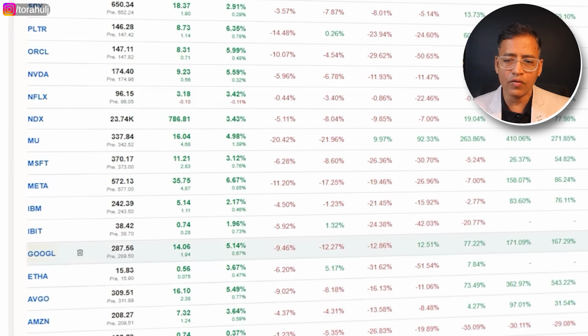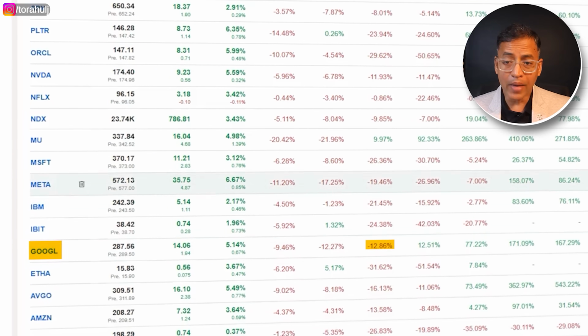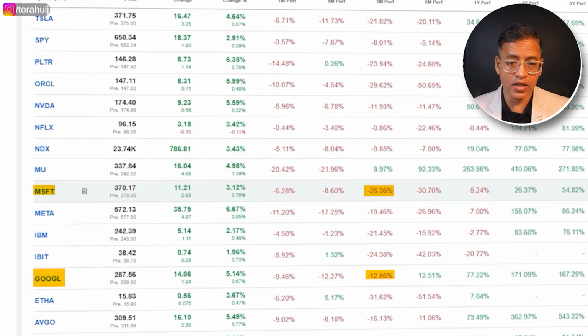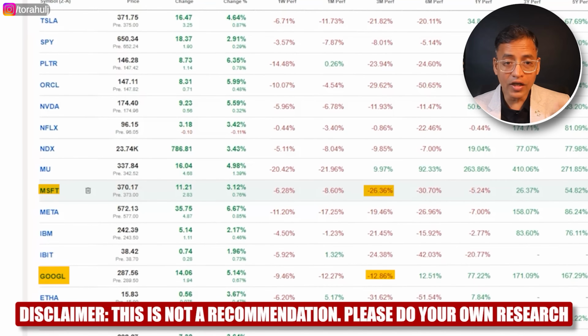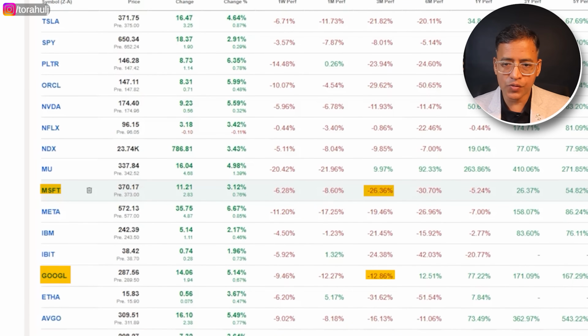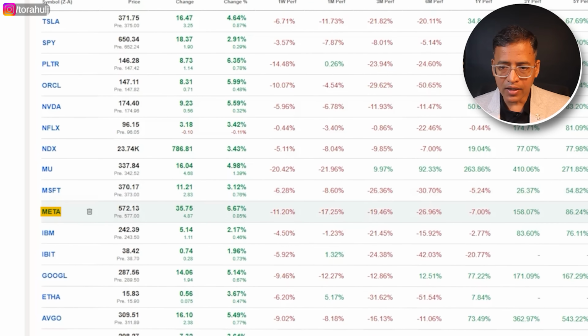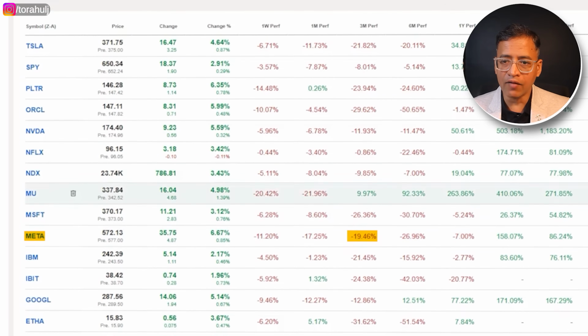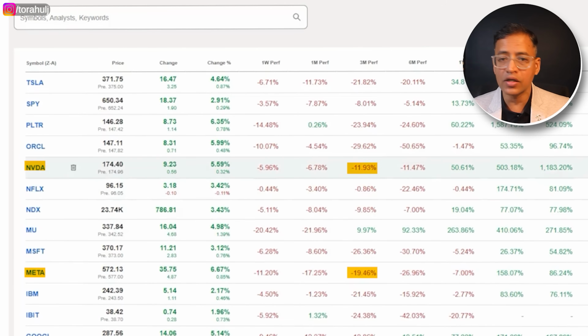But overall, if you look at 3 months, there is a lot of damage here already done. Look at companies like Google 12.86% down, Microsoft 26.36% down. None of these are recommendations, by the way. You really need to know exactly which company is presenting you opportunity from a valuation perspective. Companies like Meta down by 19.46%, Nvidia is down by 11.93%. So really you have to look at whether you are bullish on AI theme or not, right? And if you are not sure about any of these companies, then look at indexes like NDX or S&P or whatever makes sense, but there is definitely a good chance of allocation here.